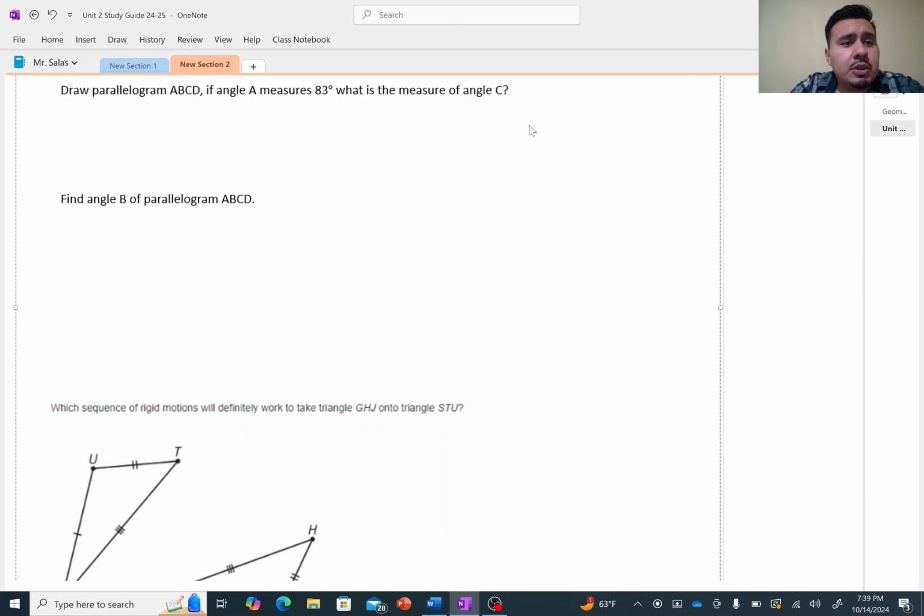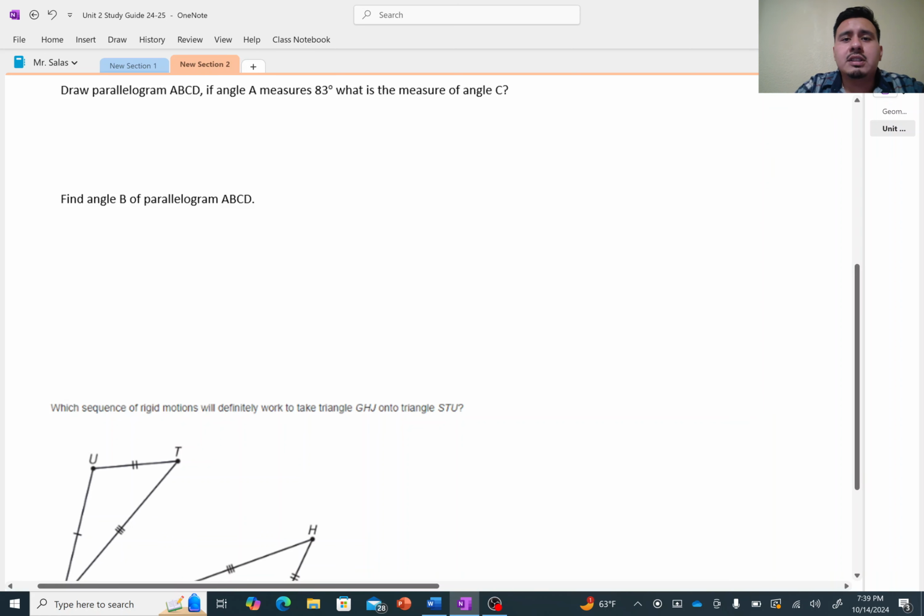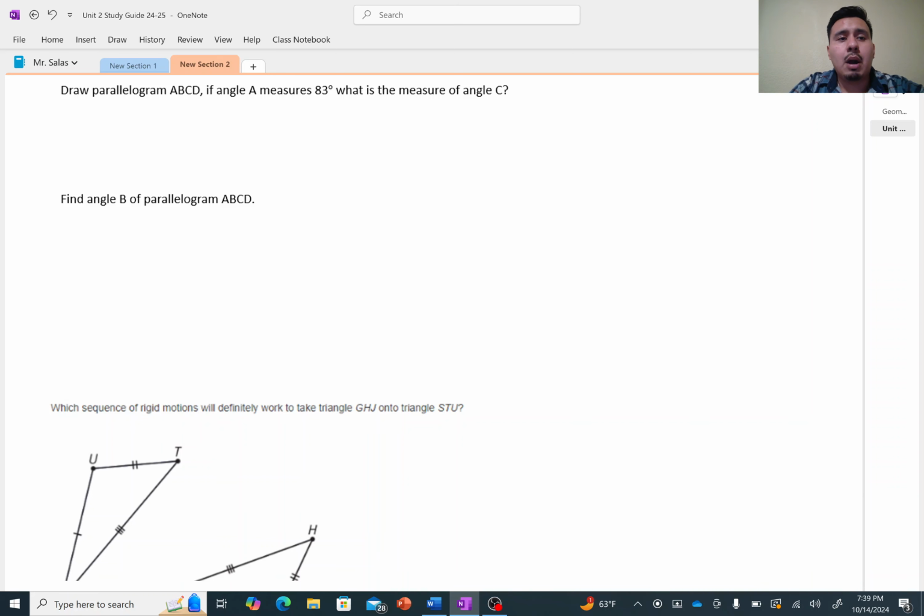If you look at problem number 2, it says draw parallelogram ABCD. If angle A measures 83 degrees, what is the measure of angle C? Well, first of all, you need to know how to draw this parallelogram properly. On the test, you will have a problem similar to this where you have to draw your own figure.